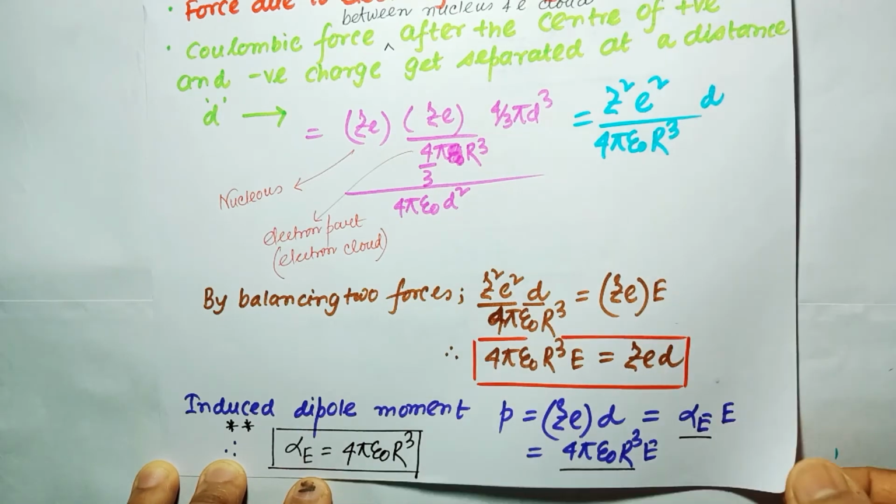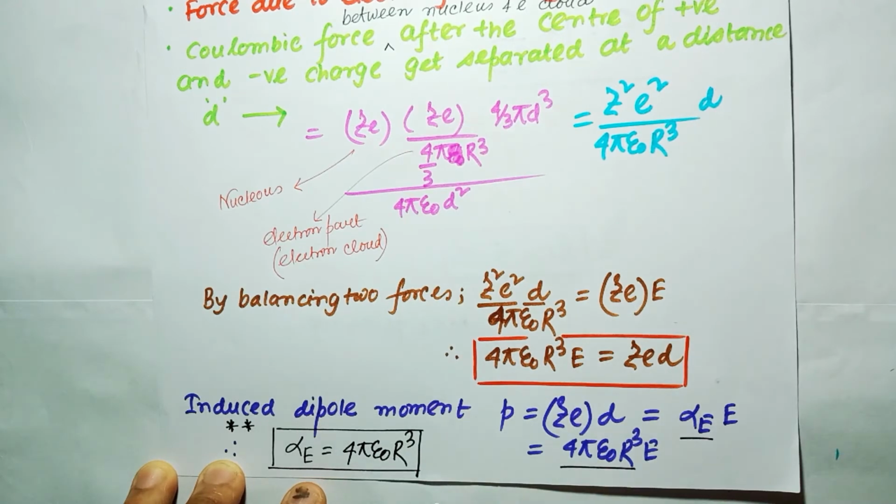So if I place one atom in the electric field, the atom will get polarized. I assume that the atom is a spherical one, and the atom has the atomic polarizability of the value of 4 pi epsilon naught R cubed.